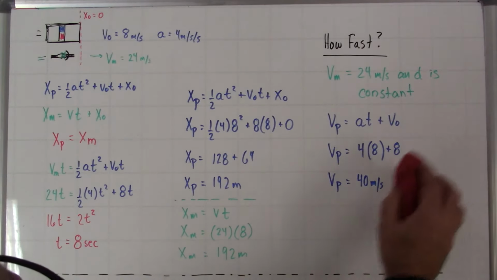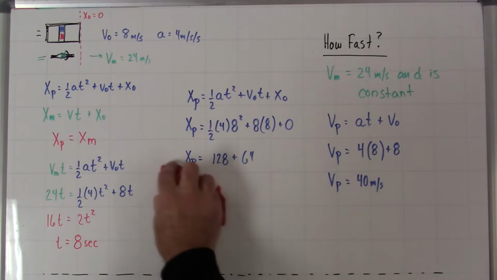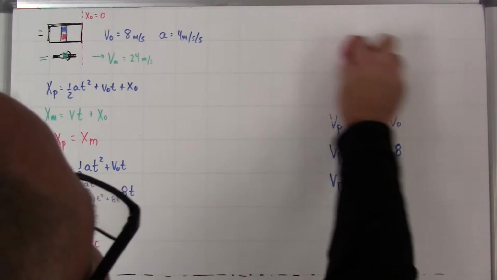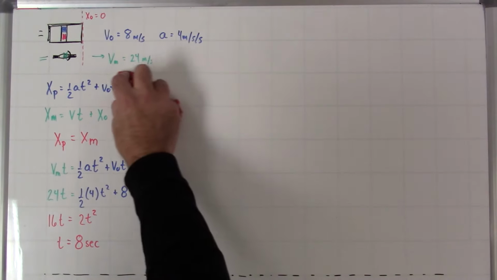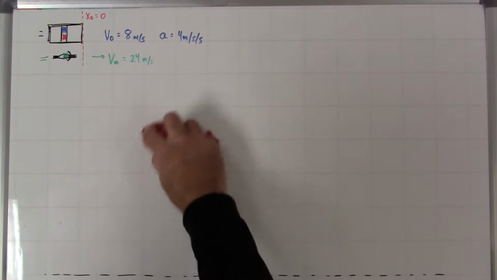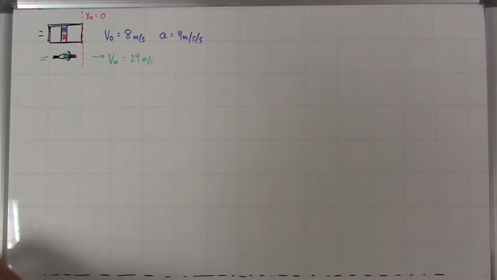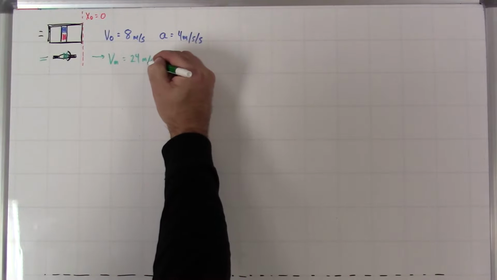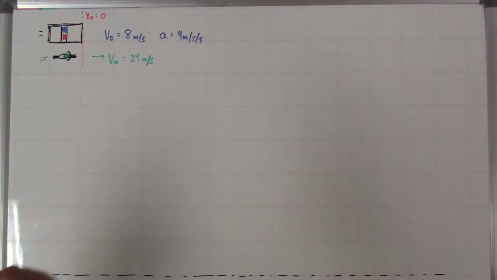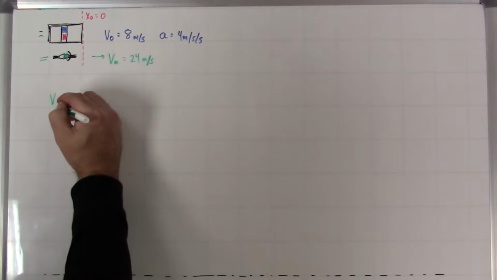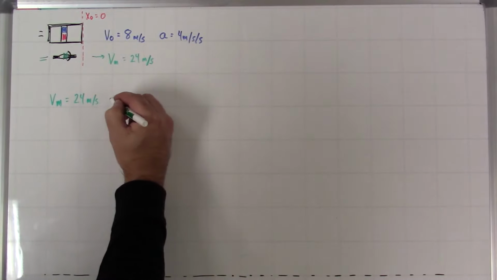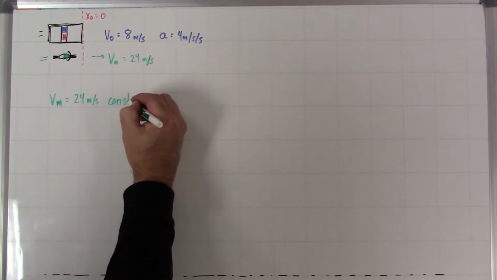All right, well, let's get rid of this and start again. This question doesn't ask when they're at the same place, but when they're actually at the same speed. So let's see if we can figure that out. Well, we know, again, that the velocity of the motorcycle is 24 meters per second and constant.